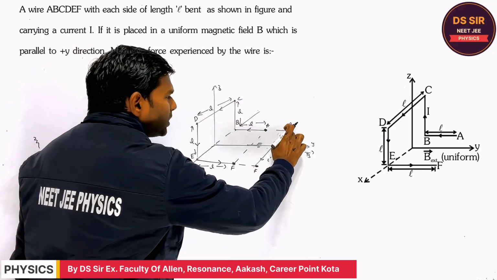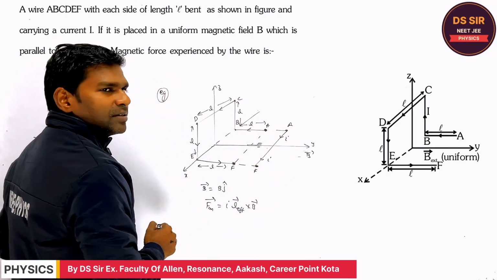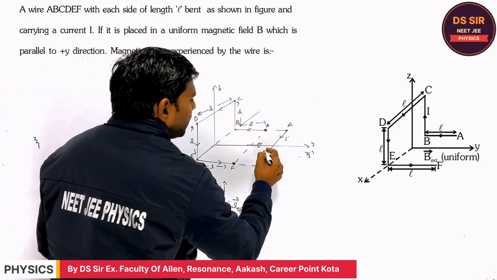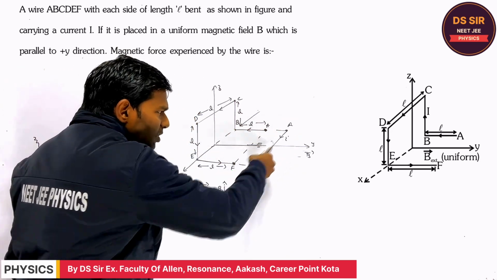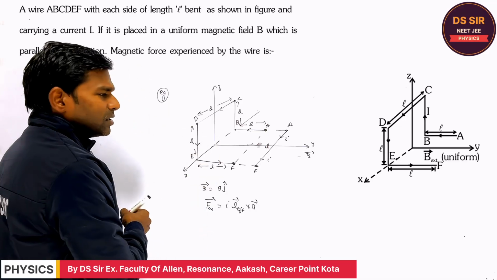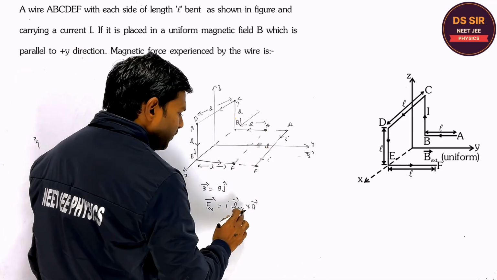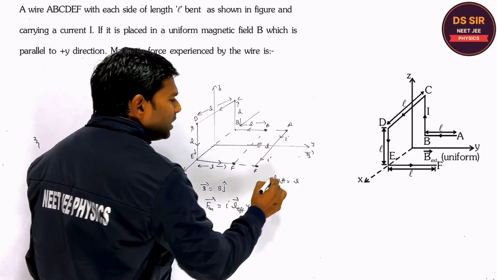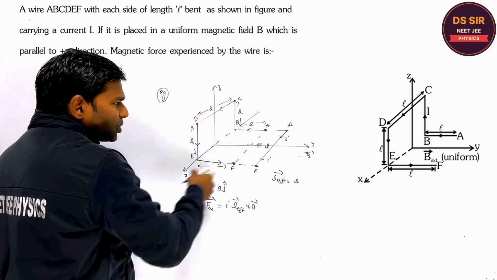Fine. So what is the AF length? L. This is the AF length, right? L. Listen one thing. The direction of current is in which direction? You tell. Along the x-axis. So L effective vector over here is what? Magnitude is L. And what is the direction?